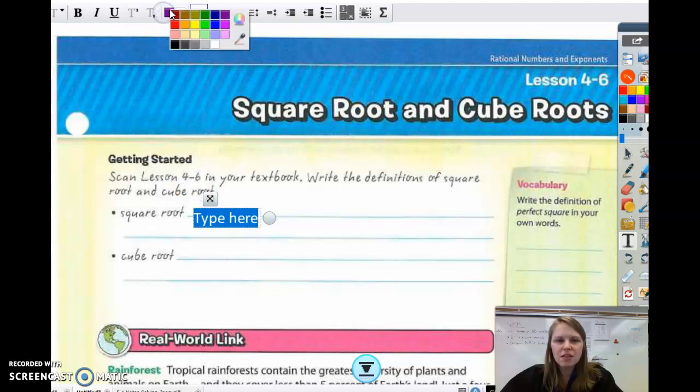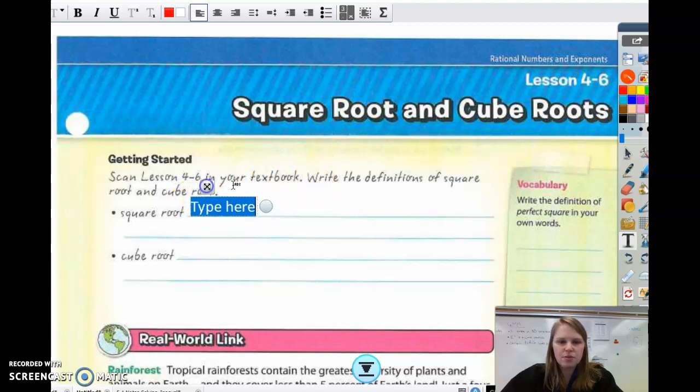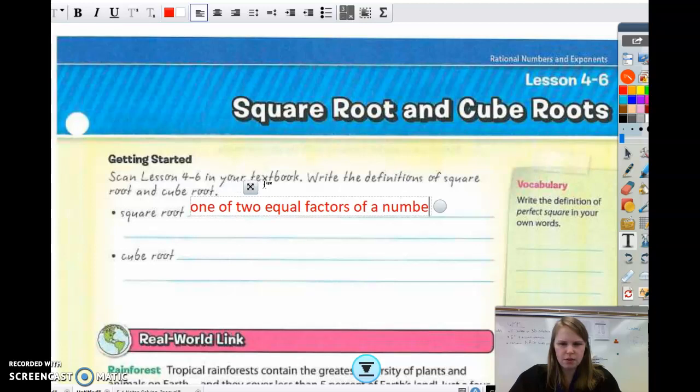Let's try something like, we'll change to a color that's nice and visible, and we'll move this up here so it's on the line. Okay, so square root. Let's think about like the square root of 4. We're saying what number times itself gives you that value. So what I'm going to say here is one of 2 equal factors of a number. Does that make sense?